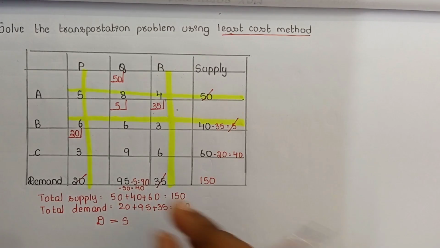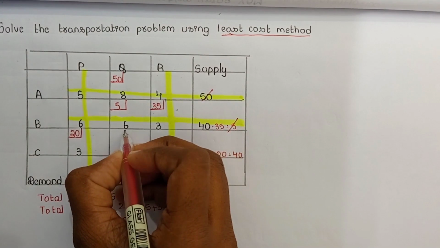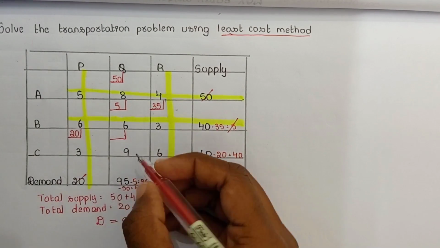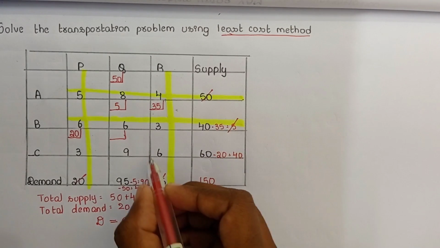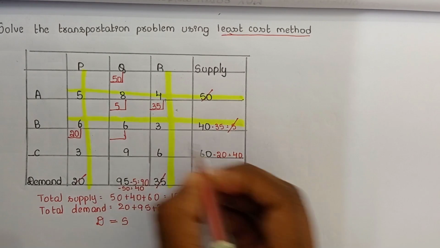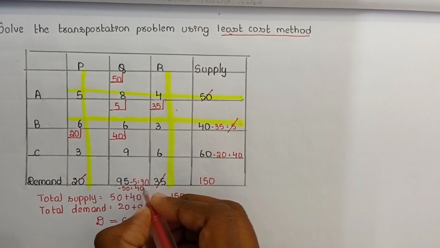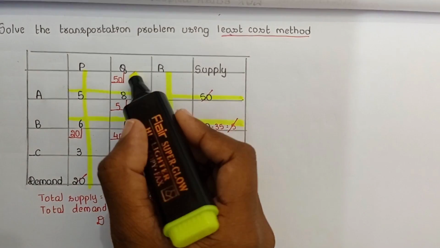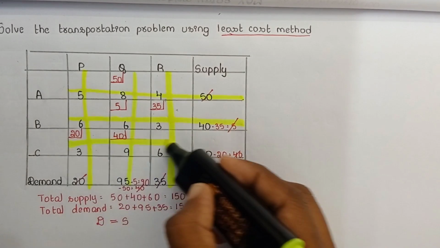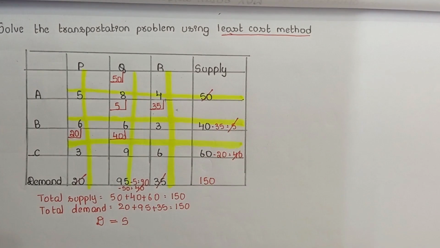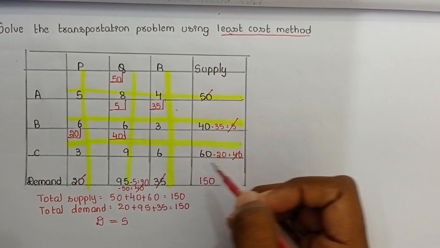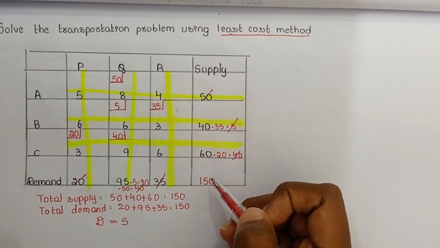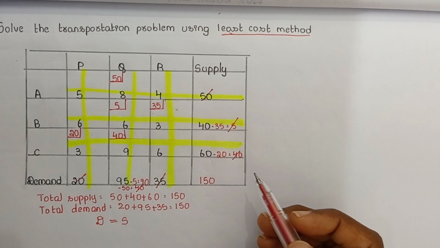So the remaining value is 9. So I have to do the allocation there. The corresponding demand to 9 is 40 and the supply is 40. So I will allocate that 40, and I have given 40 here as well as here. So I have to strike off this as well as this. In every video I say that at the end of the solution you have to get the same demand and the same supply to ensure that your answer is correct. So I am done with the allocation.